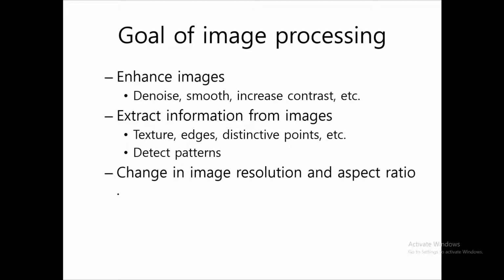Well, the main goal of image processing is to enhance the visual quality of images for human perception, where we do denoising and smoothing operations. We also increase the contrast of the image. Another goal is to extract information or features from the image, where we extract texture, edges, distinctive points, and so on. These features can also be used for object recognition and classification.